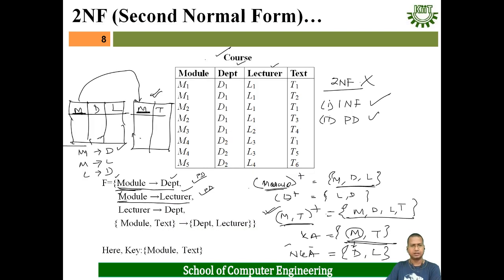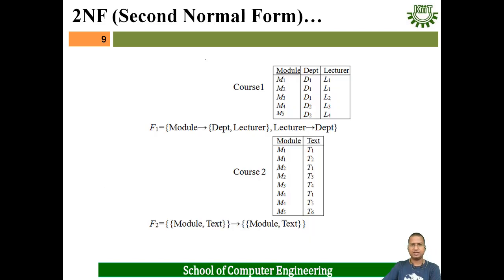In this case, just see. That means module to department and module to lecturer were creating a problem. That's why module, department, lecturer will be in one relation. Understood? That will be in one relation. And in the other relation, except the department and lecturer, all other attributes will come: module, text.